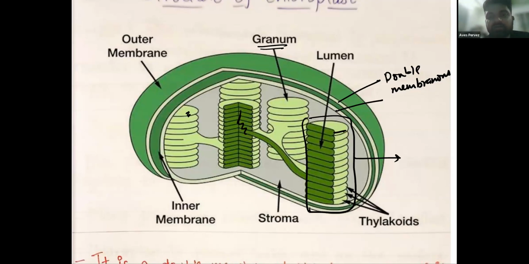Chloroplast is double membranous. It is responsible for photosynthesis. It contains a green color pigment called chlorophyll that is used for trapping the sunlight when the sunlight falls on the leaves. So is it only present in plant cells or in both plant and animal cells? Sorry, it is only present in the plant cell.